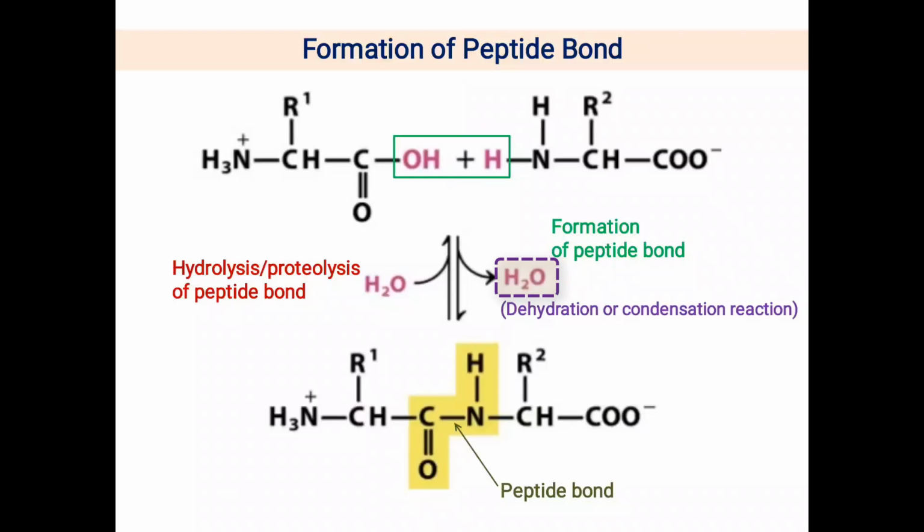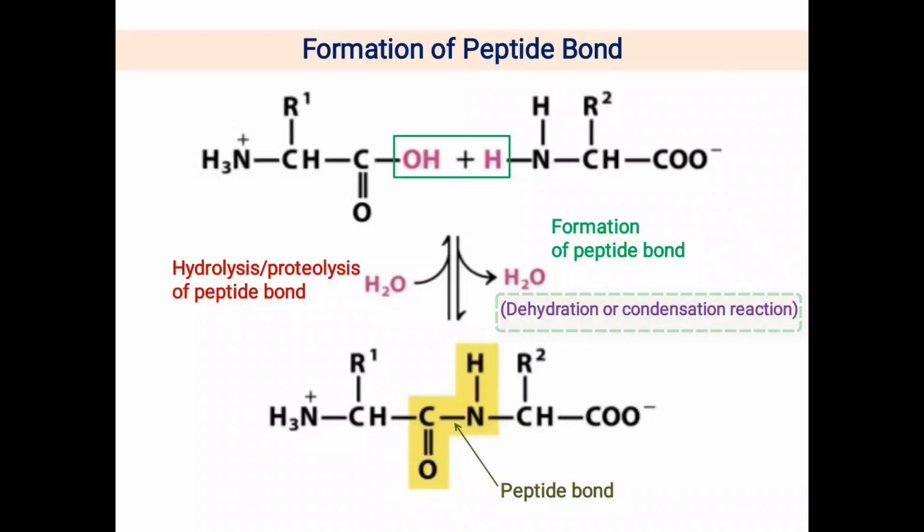Because of the removal of the water molecule, the formation of the peptide bond is a type of dehydration reaction, okay, because a water molecule is released here. Now, why is it also written as a condensation reaction? Because two amino acids are condensed here to form a dipeptide, or to yield a dipeptide molecule.